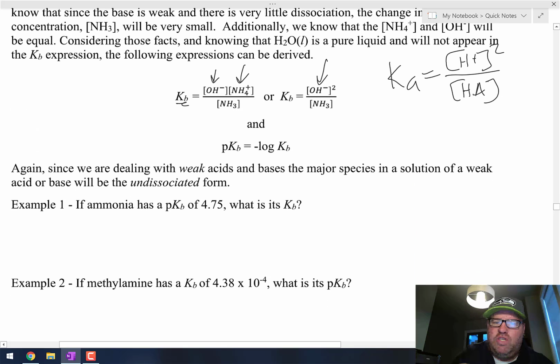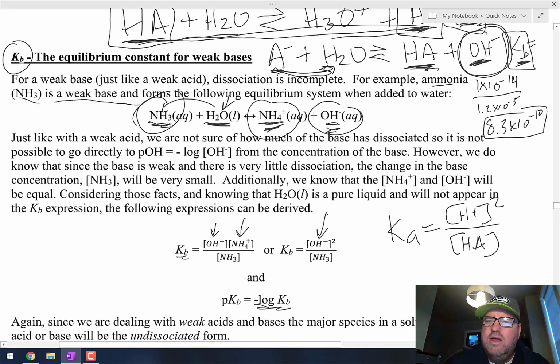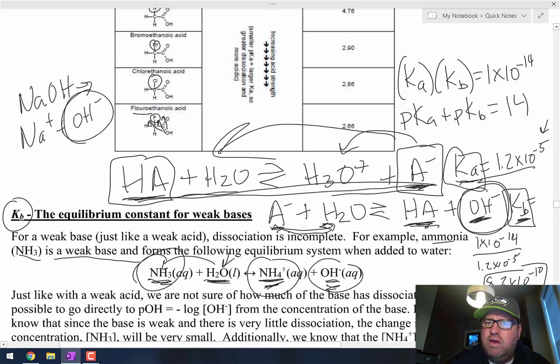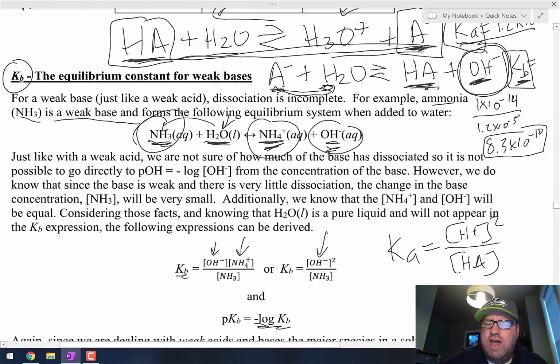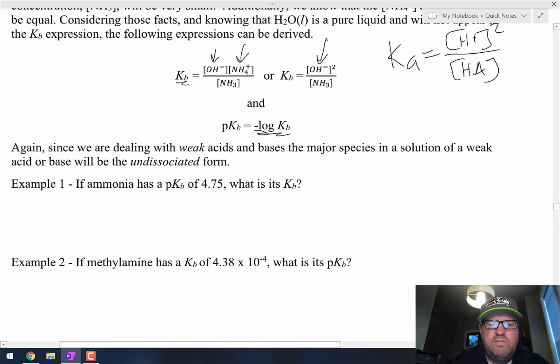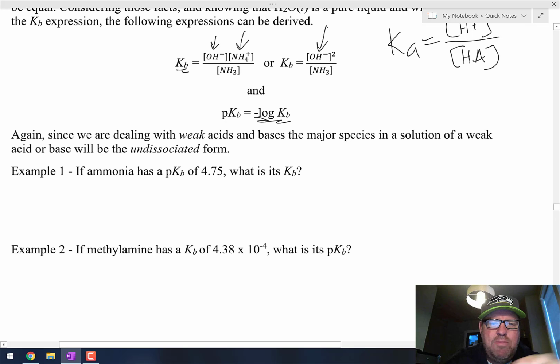Okay, and then of course if you take the negative log of the Ka, you get the pKa. If you take the negative log of the Kb, you get the pKb. Again, the important part about pKa and pKb is that when you add them together, just like pH plus pOH, it does add up to 14. Okay, so if ammonia has a pKb of 4.75, what is its Kb?